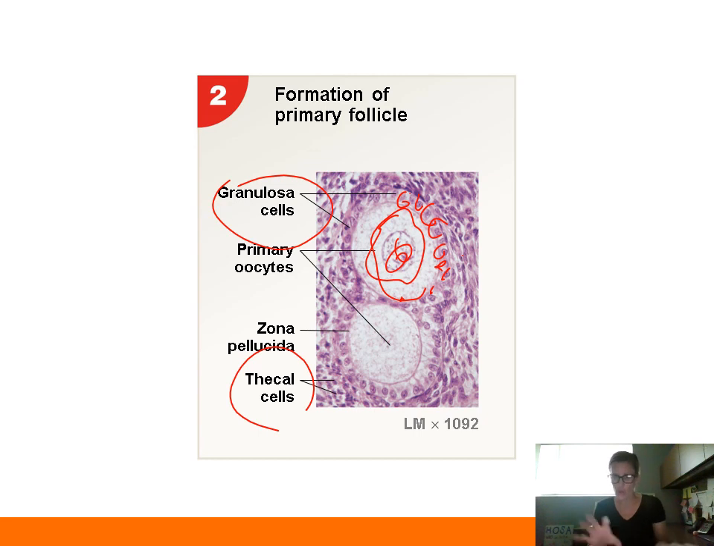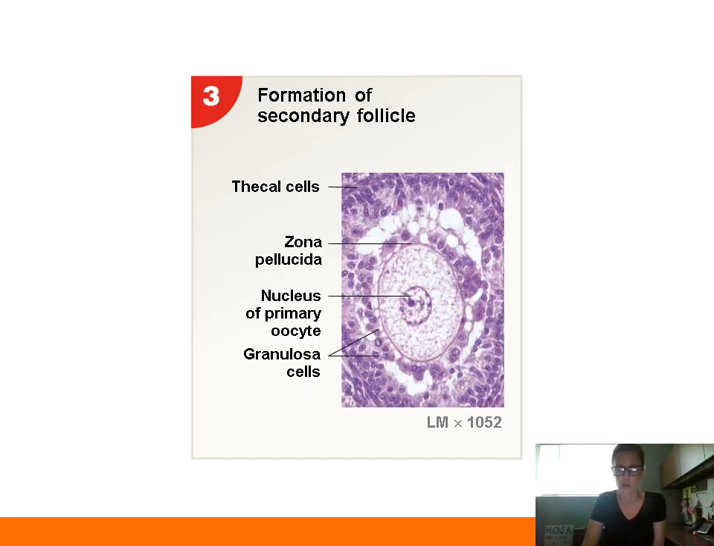Thecal cells form like a box around the follicle, to kind of support the follicle and to help produce estrogens. So we see that these thecal cells are important in the production of estrogens and the support of the primary follicle.